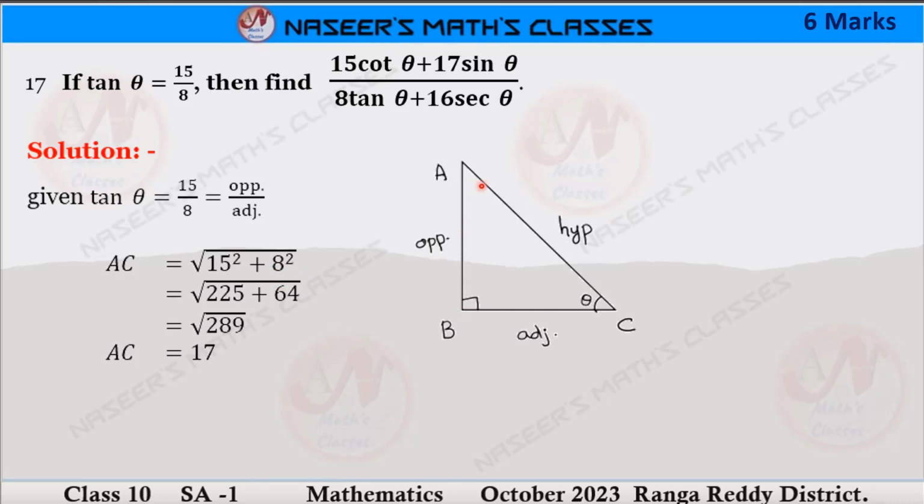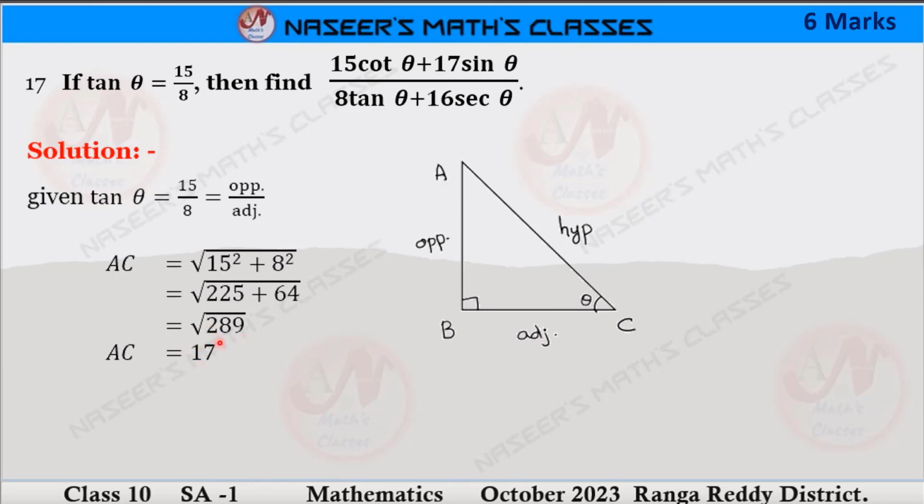Next, we have to find the hypotenuse value AC. By Pythagoras theorem, we can write AC is equal to square root of 15 square plus 8 square. 15 square means 225, 8 square means 64. Then we get square root of 289.